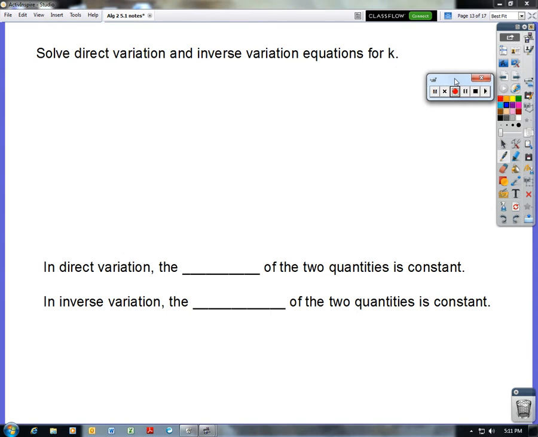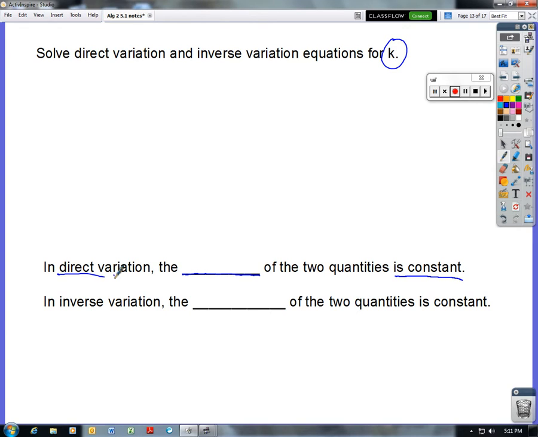Okay. So now we've got some direct variation and inverse variation equations for k. Let's read these. In direct variation, the blank, fill in the blank, of the two quantities is constant. So it wants to know what the quantities are when the quantities are the constant. So the constant is k. So when is k equal to the two quantities?